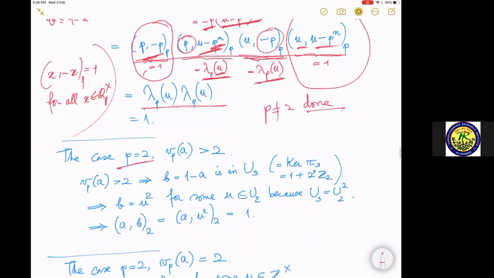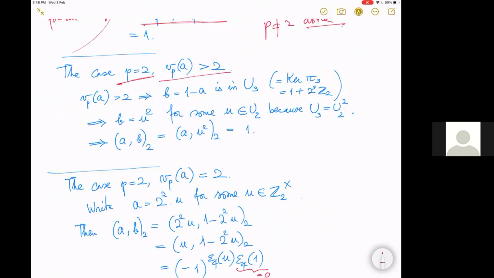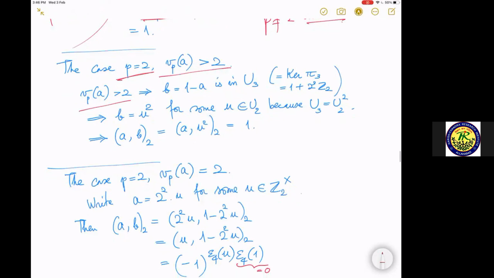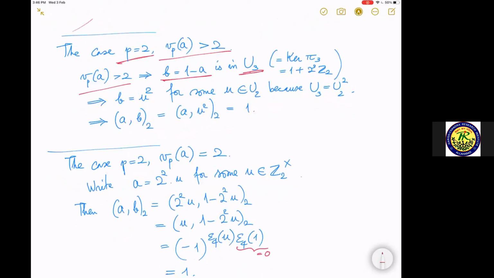And first look at what happens when the valuation of A is strictly greater than 2. So if the valuation is greater than 2, then B, which is 1 minus A, is in U3. And U3, remember, is the kernel of pi 3, or it's 1 plus 8 Z2 as a subgroup of Z2 star. And what we know is that everything in U3 is a square. It's actually equal to U2 squared.